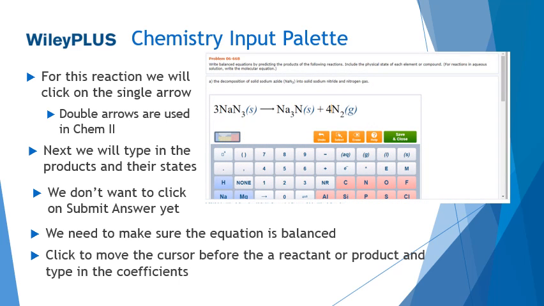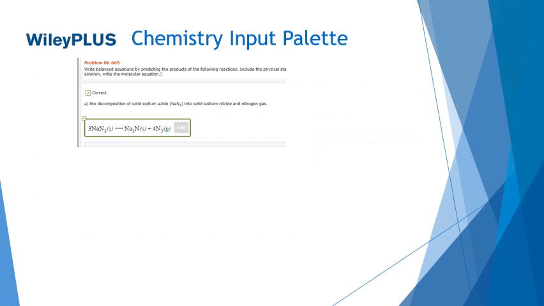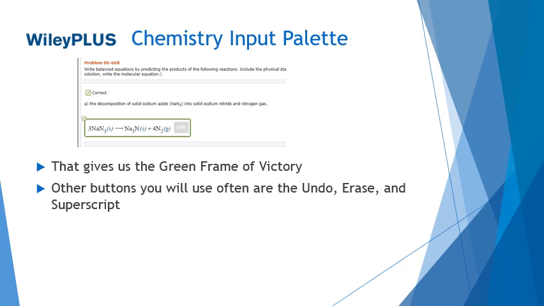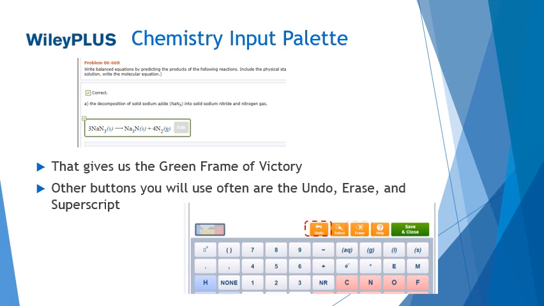I balance my chemical equation. I type in my coefficients. Now I click on Submit Answer. And I get the green frame of victory. That answer is correct. Other buttons that you will use on the input palette are probably undo, erase, and superscript. If you have to do charges for ions, you will use the superscript button.